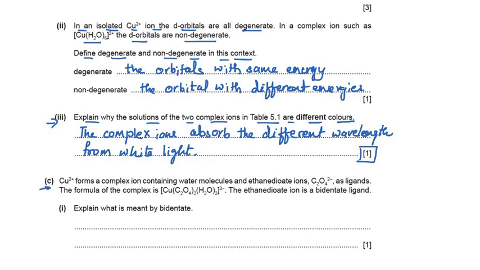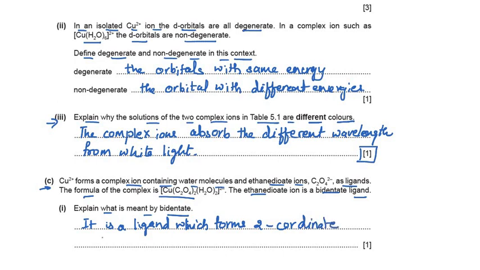Next, go ahead with the C, where it says Cu2+ forms a complex ion containing water molecules and ethanedioate ions. Now ethanedioate ions are shown here. It is C2O4 2- as ligands. The formula of the complex is given here. The ethanedioate ion is a bidentate ligand. Now explain what is meant by bidentate ligand. It's a ligand, or you can say it's a species which forms two coordinate bonds, or you can even write two dative bonds, with the central metal ion. This much is enough for a 1 mark question.